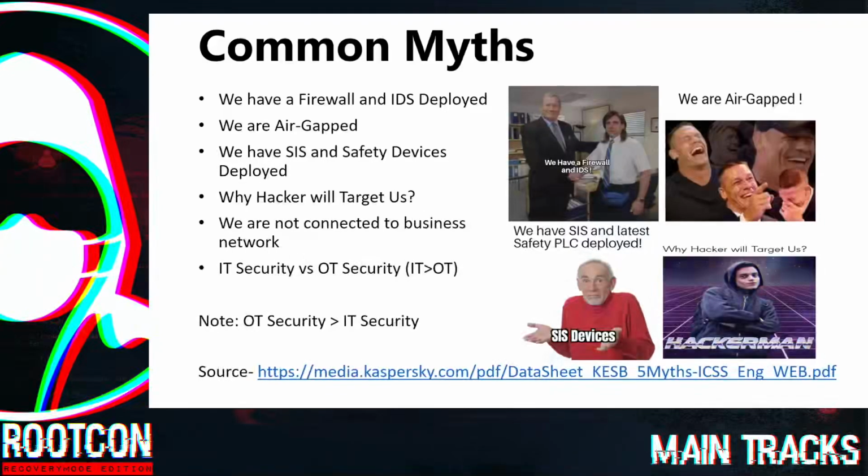Third one, we have SIS and safety devices deployed. Why would a hacker target us? But ideally, they don't understand it's a critical infrastructure that impacts the nation's economy. Then we are not connected to the business network. If you are not connected to the business network, they think, okay, we are secure.